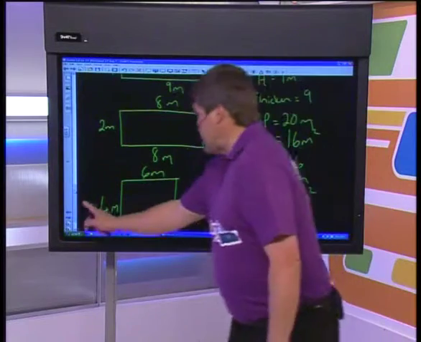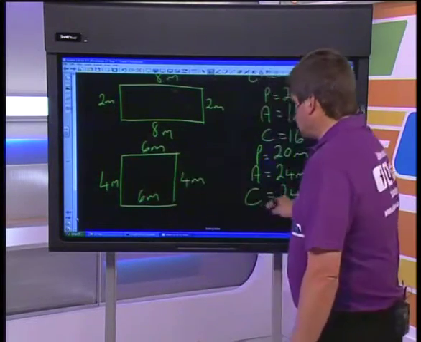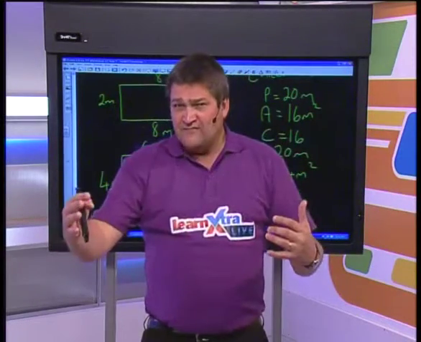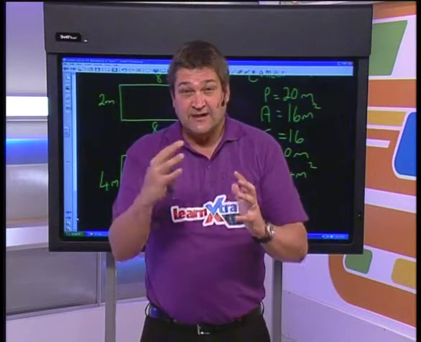Finally then, we now look at this guy. 4 meters, 6 meters. Now 4 times 6, 24. Can you see what's happened? Same amount of fencing, but just by changing the shape, we're getting a different area.